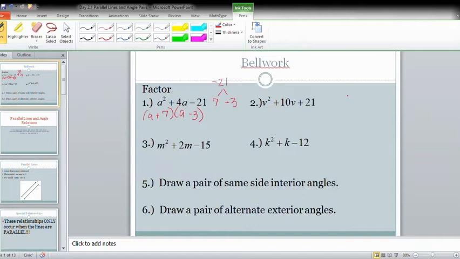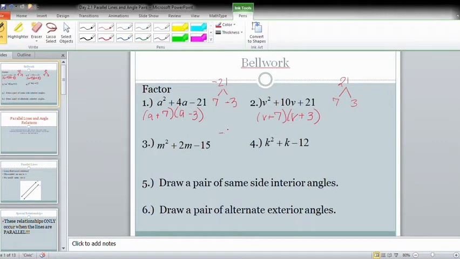So we've got something that multiplies to positive 21 now and adds to positive 10. Since positive and positive, we know they're going to be two positive numbers. 7 and 3 is going to do it again, except now they're both going to be positive. 7 times 3 is 21, and 7 plus 3 is positive 10.